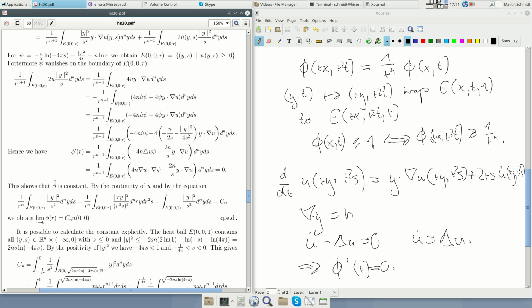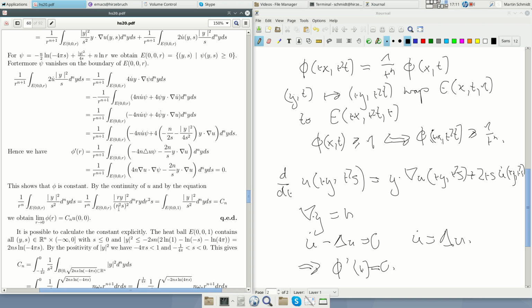But for this integral, again, we may do the same trick and transform the coordinates. We replace y by ry and s by r squared s, and do the same here. Then we remember that the map where ry and r squared s range over this is equivalent to y and s running through this ball.